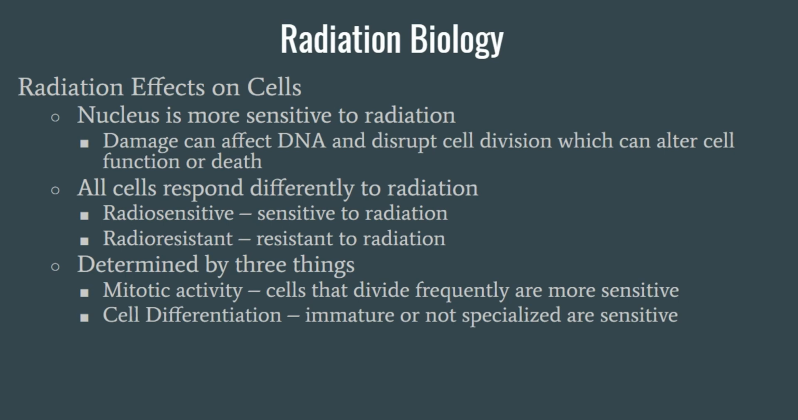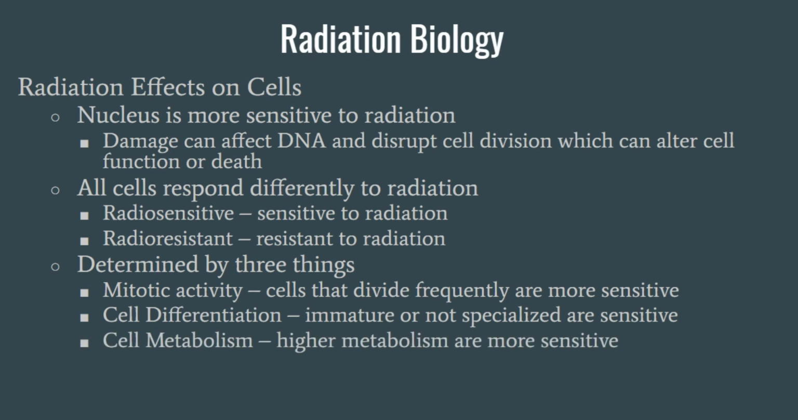So remember, children are more sensitive to radiation. Those young cells are immature, or they don't have a specialized function yet, so they are more sensitive. And the third thing is going to be cell metabolism. Cells with a higher metabolism are more sensitive.